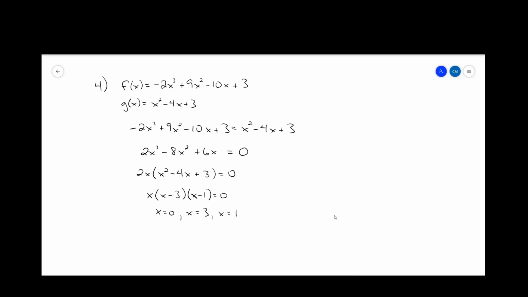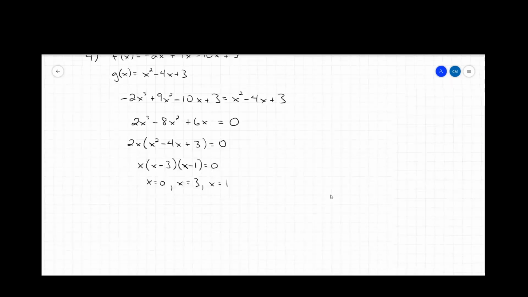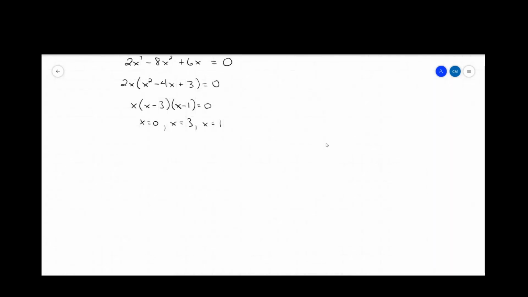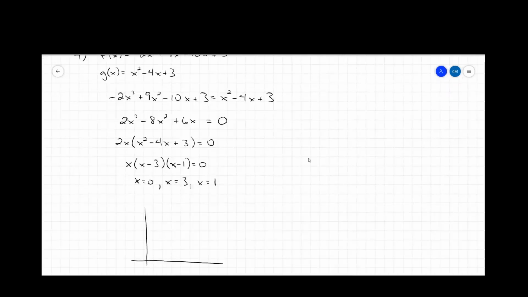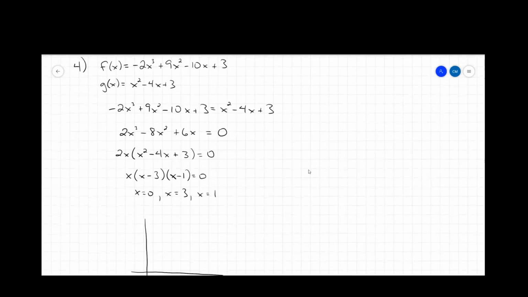So those are 3 points of intersection. So clearly we're going to have to do this situation where we've got this thing crossing in 2 different places. All right, now the graph. Again, the graphs aren't entirely that important, but they're probably helpful.